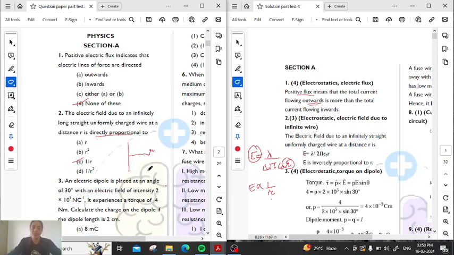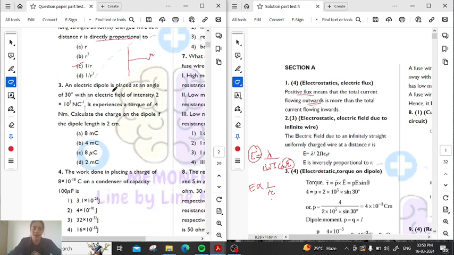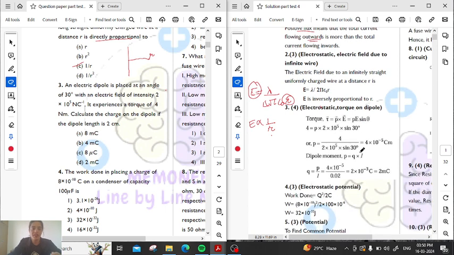Fine. So now let's move to the third question, which is: an electric dipole is placed at an angle of 30 degrees in an electric field of intensity 2 into 10 to the power 5 Newton per coulomb. It experiences a torque of 4 Newton meter. Calculate the charge of the dipole if the dipole length is 2 centimeter. So we need to find what is the charge on the dipole.